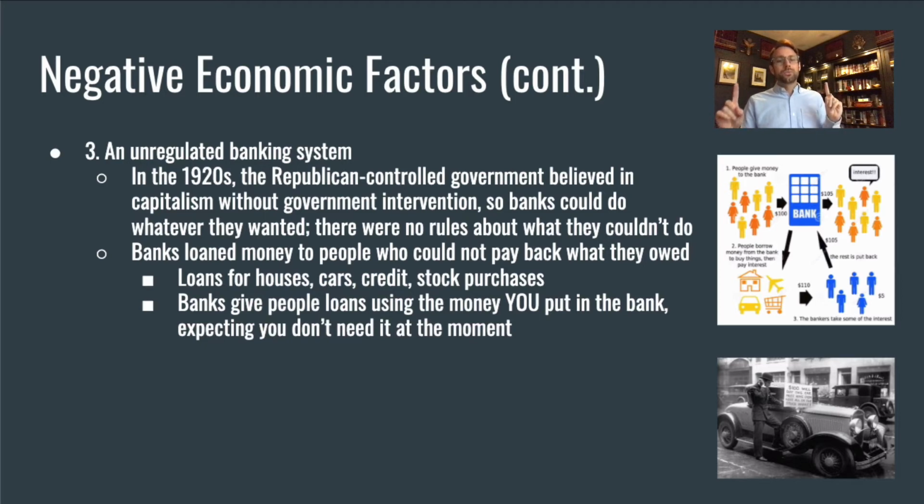But what happens when they loan it to people who can't pay back what they owe? That is what happened in the unregulated banking system in the 1920s that led to the Great Depression. This money was being put out into the world, and then the people who borrowed it were like, well, I can't afford this, but the bank is letting me do it, so it must be fine.